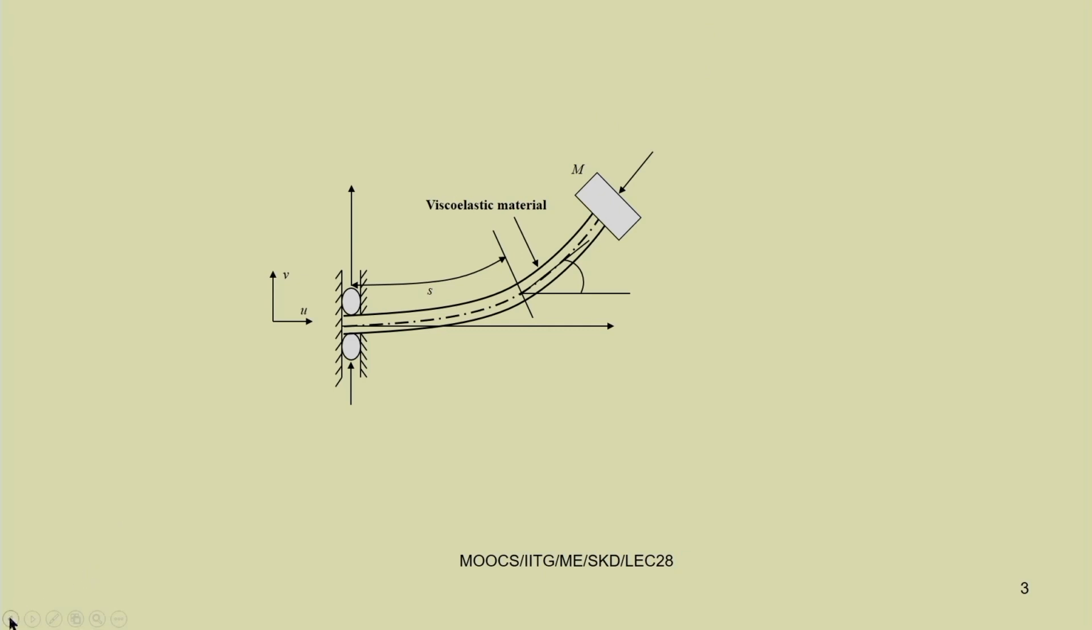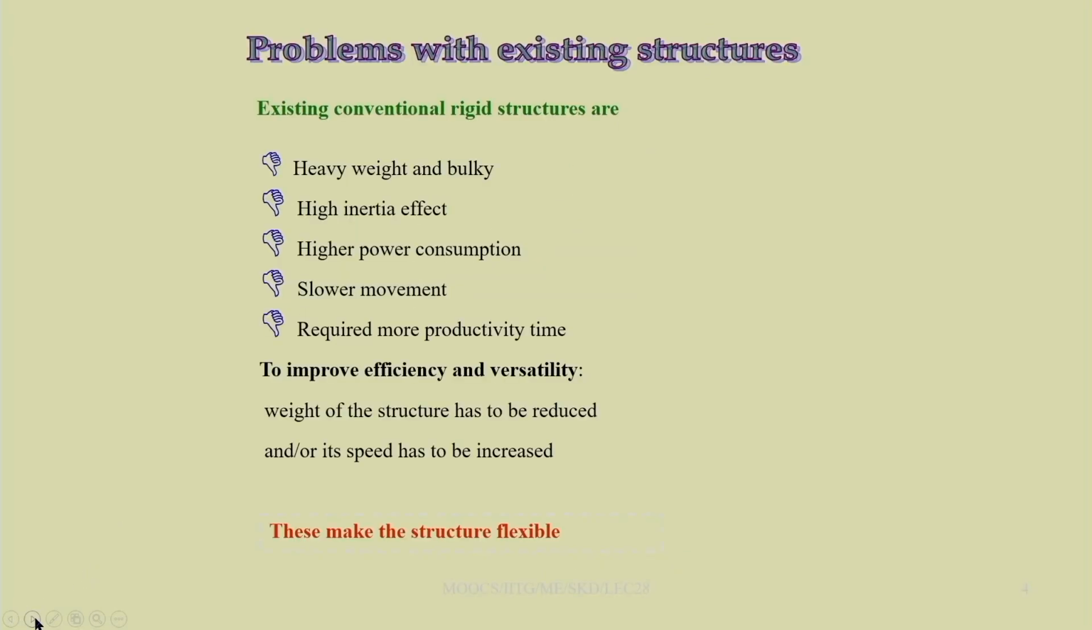Let us see why we want to make the structure flexible, or what are the problems with the existing structures. Existing conventional rigid structures are heavy weight and bulky, with high inertia effect, higher power consumption, slower movement, and they require more productivity time. To improve efficiency and versatility, the weight of the structure has to be reduced or its speed has to be increased. So, for that purpose we have to make the structure flexible.